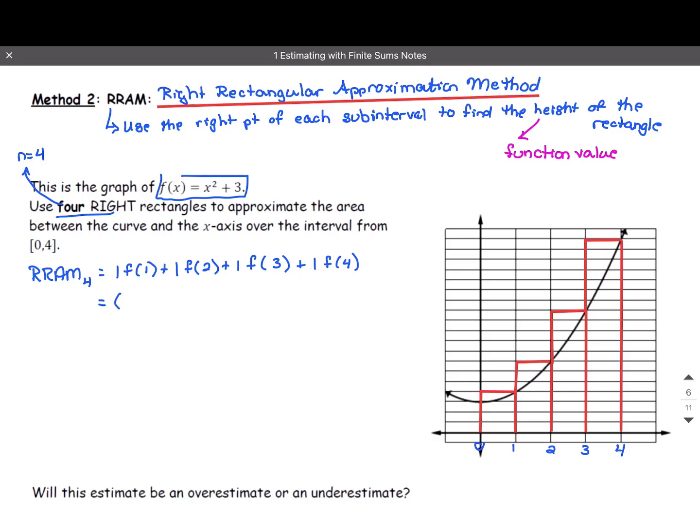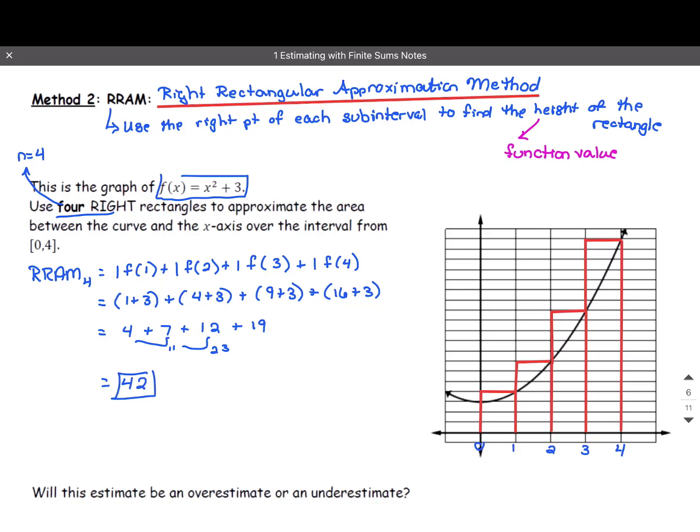So that's going to be 1 squared is 1 plus 3, and then 2 squared is 4 plus 3, and then 3 squared is 9 plus 3, and then 4 squared is 16 plus 3. So we have 4 plus 7 plus 12 plus 19. And if we add this up, this is 11, this is 23, and we'll get 42 altogether.